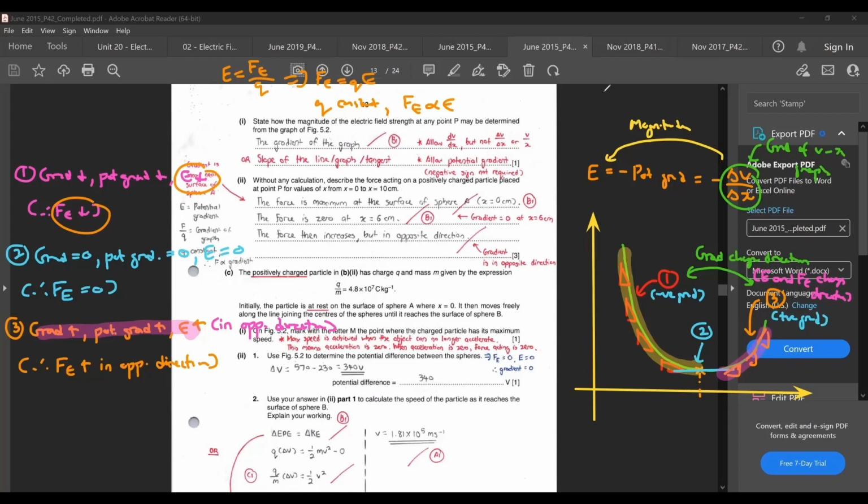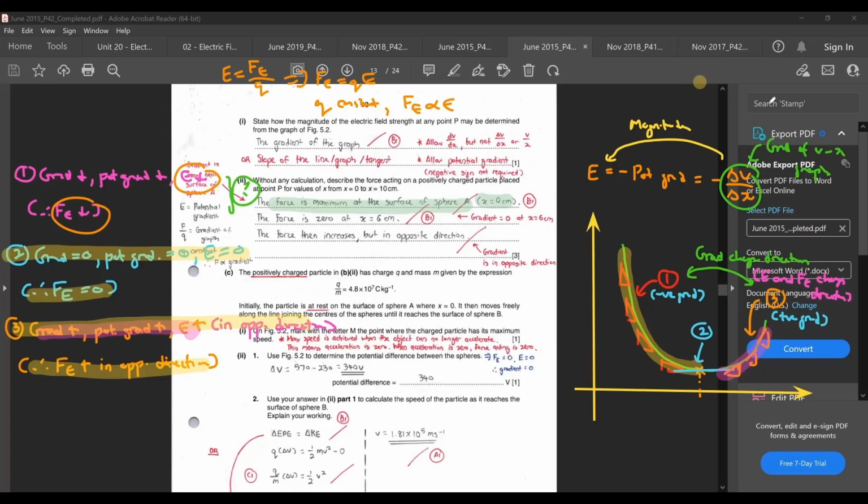But the marking scheme actually only wrote number 2 and number 3. Okay, from what I've just described here, there are 3 points, right? But when you look at the marking scheme, it actually only took point number 2 and point number 3. For some odd reason, it never took point number 1. Okay, instead they wrote something else. If you look at the written answer there, the first point that they wrote was that the force is maximum at the surface of sphere A where x is 0.